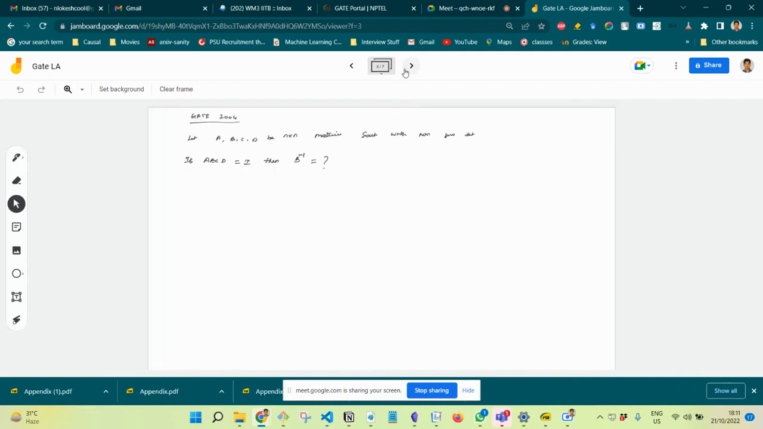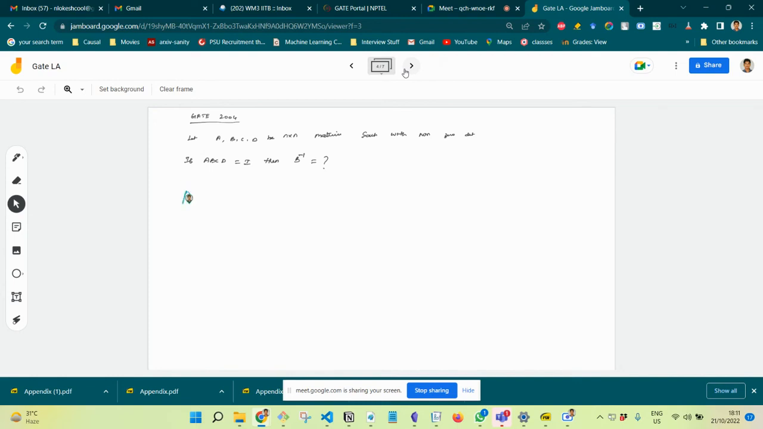Now, let's move on to the next question. This is a GATE 2004 question. This question we have also seen in the earlier classes. When it comes to matrix multiplication, I told you that it is not commutative. The order in which you multiply the matrices is very important. Unlike multiplication of integers or real numbers, you cannot simply interchange the order of matrix multiplication.